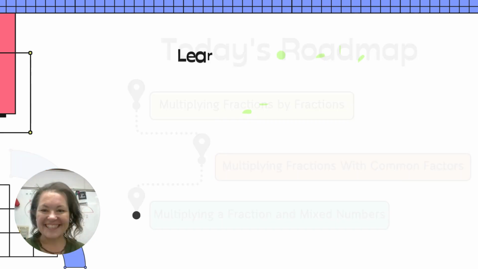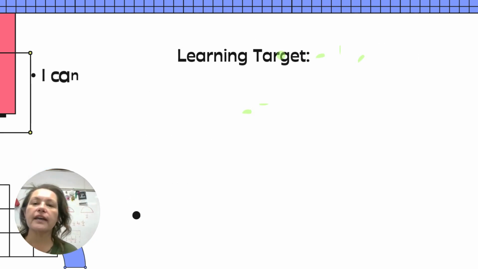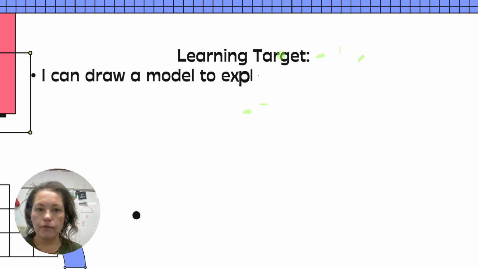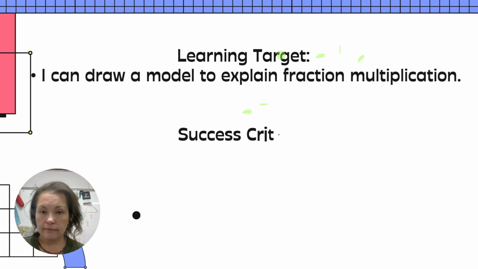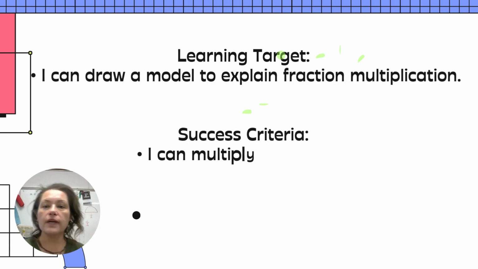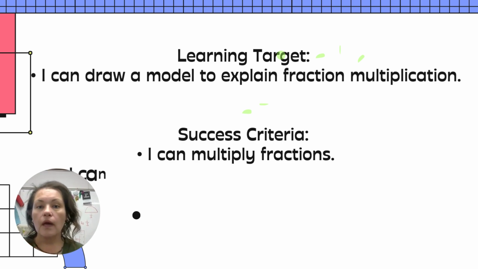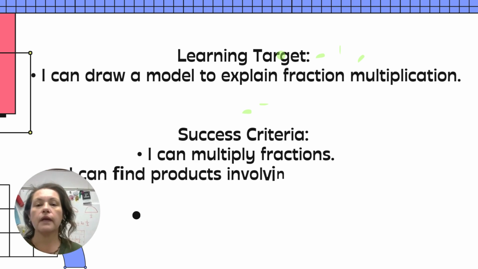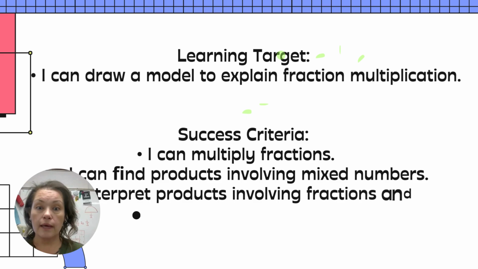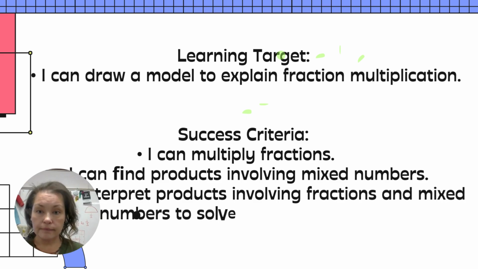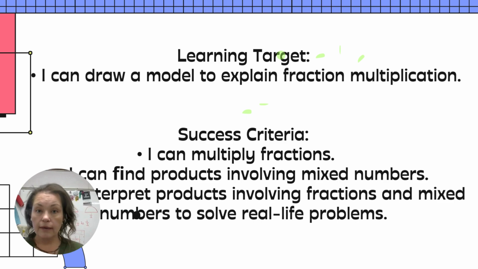Yes. Today's learning target: I can draw a model to explain fraction multiplication. I have no doubt we'll all be doing this in 5 minutes. Our success criteria, how we're going to measure those, is multiplying the fractions and finding products involving mixed numbers. Then we'll interpret products involving fractions and mixed numbers to solve real life problems, because that's all math is, real life. If we can't do real life, why are we doing this?